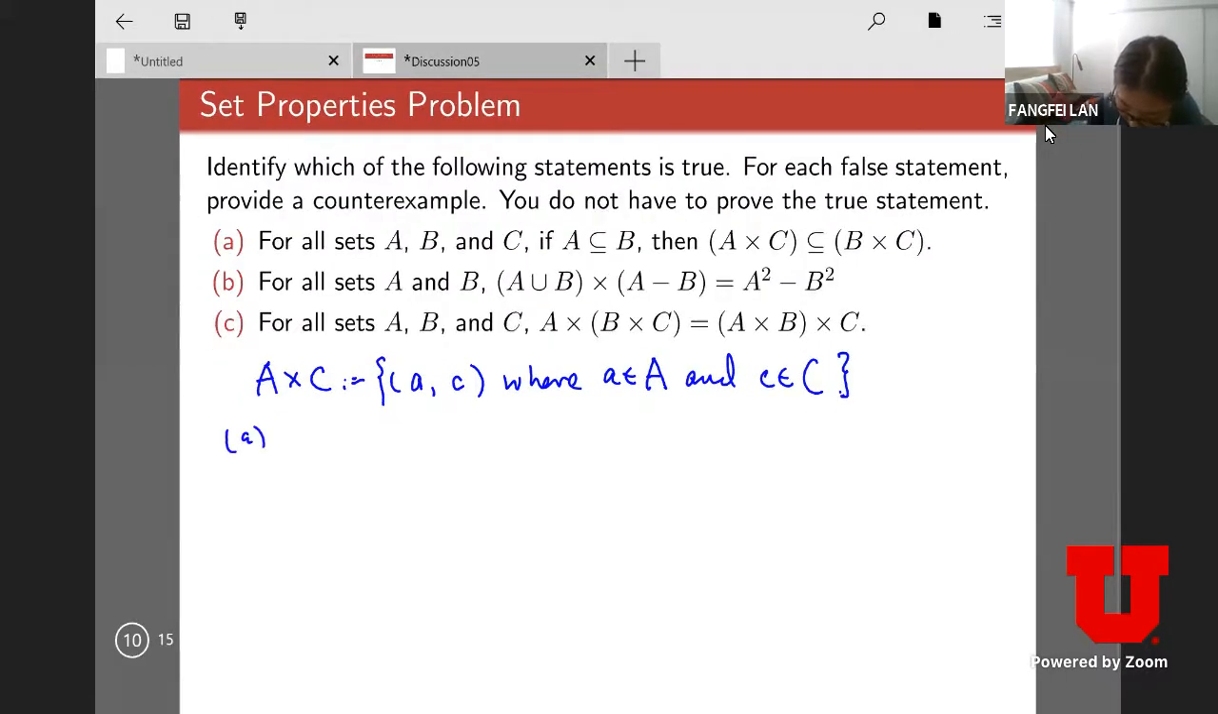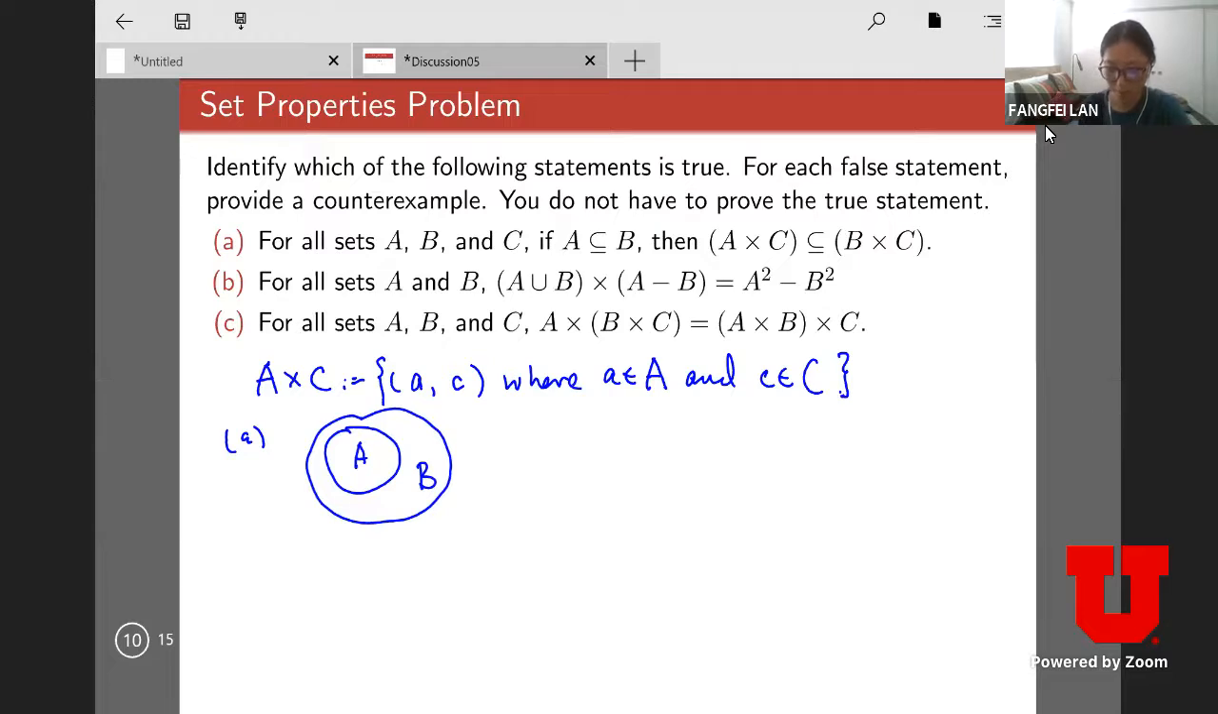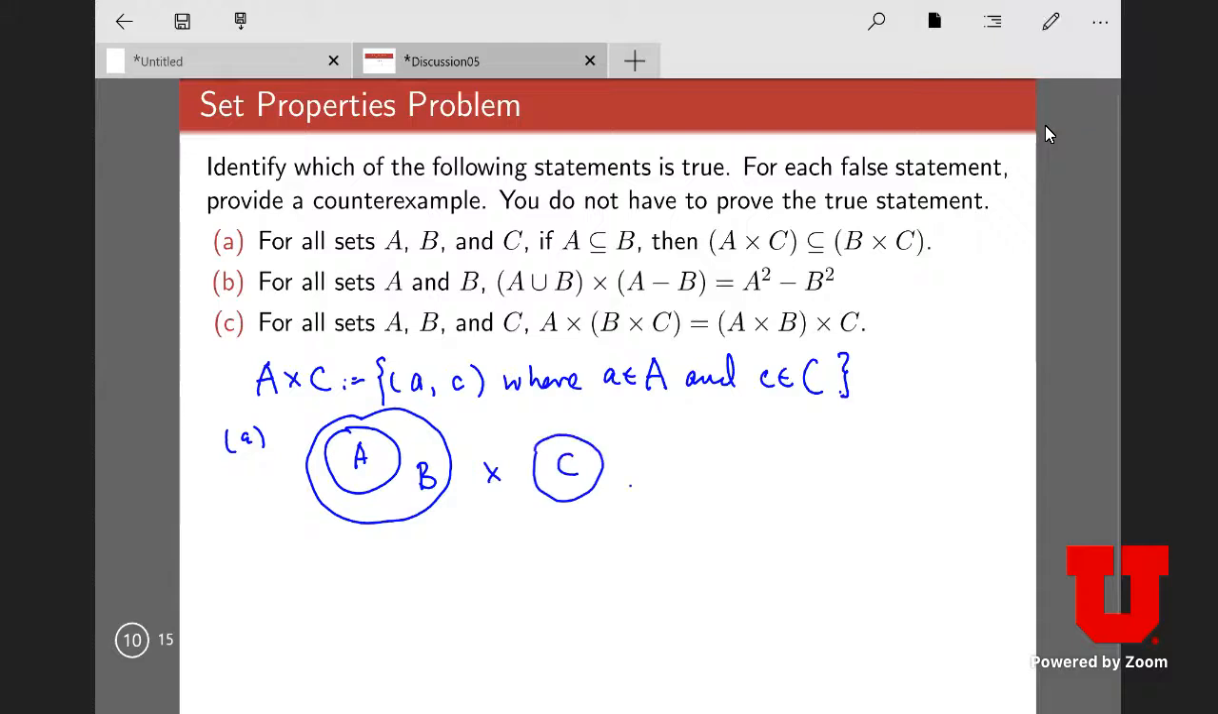So if A is inside like this, if we have A is right here, this is B. So A is a subset of B. And what happens when you do cross C? Looking like this. Then you pick an element from A, put it with C. Yes, I see. Yes, that is true.